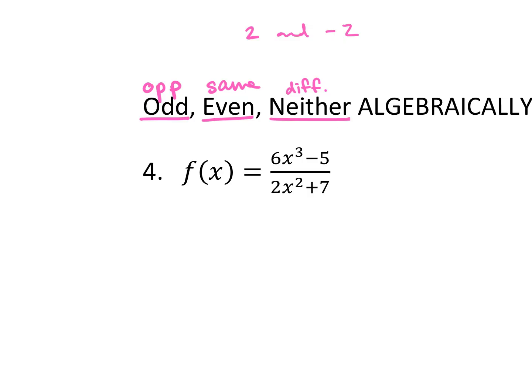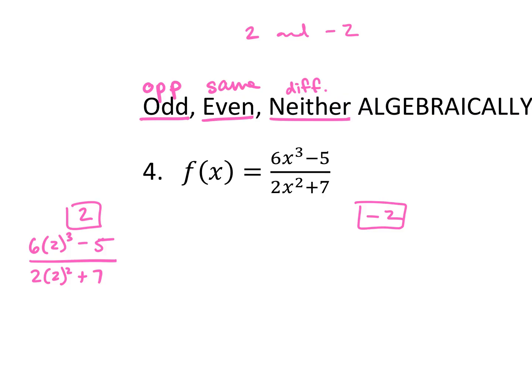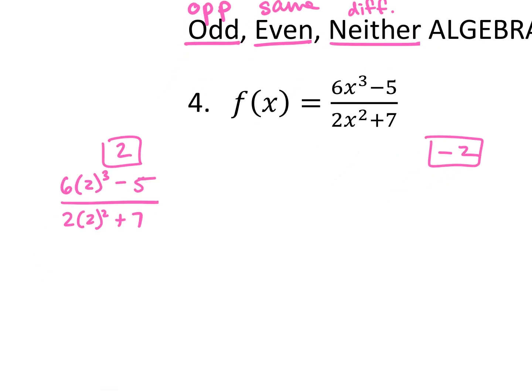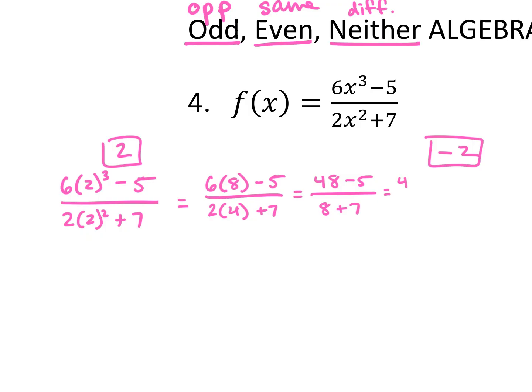So looking at number 4, let's plug in 2 and -2. So when we plug in 2, we have 6 times 2 to the 3rd power minus 5 over 2 times 2 squared plus 7. Make sure you follow your order of operations when you're doing the math here. We have to do the exponents first. What's 2 to the 3rd power? 8. So we have 6 times 8 minus 5 over, what's 2 to the 2nd power? So 2 times 4 plus 7. What's 6 times 8? 48 minus 5. 2 times 4? 8 plus 7. So 48 minus 5 is what? 43 over 15. Can this be simplified? No. So we'll leave it like that.